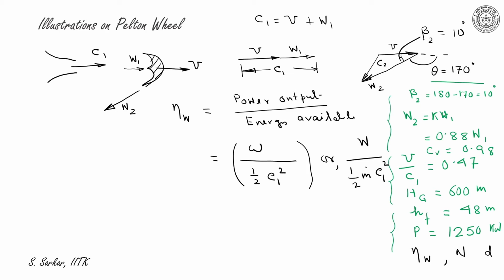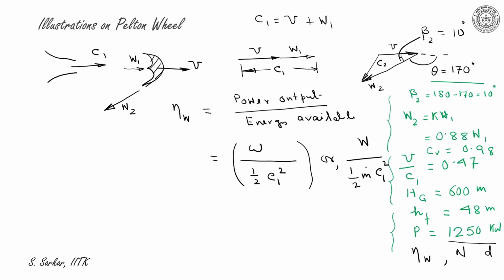Please note that I'm considering one bucket and a single jet. In this problem, there are two jets. So finally, I calculate the mass flow rate considering the total power, that is 1250. Please remember, this has come from two nozzles.